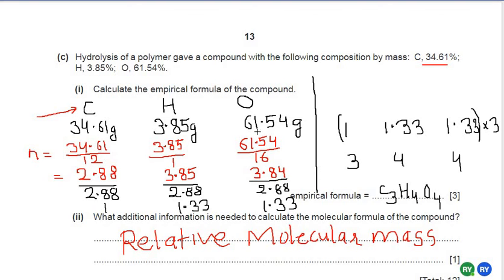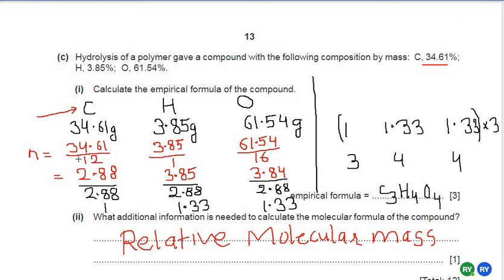hydrogen and oxygen. First step is to write down the percentage in grams. So if it is given 34.61%, I can write it as 34.61 gram. Similarly for hydrogen and oxygen. Step number 2, find the number of moles.